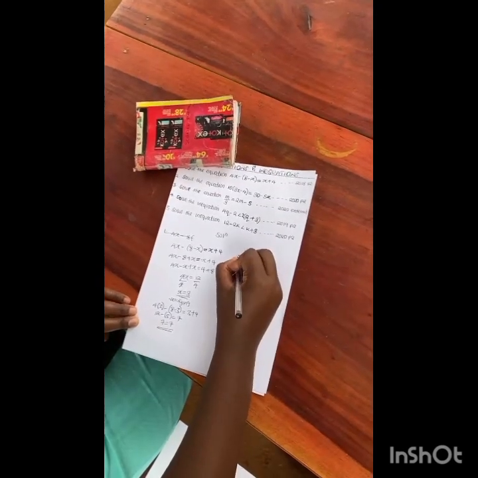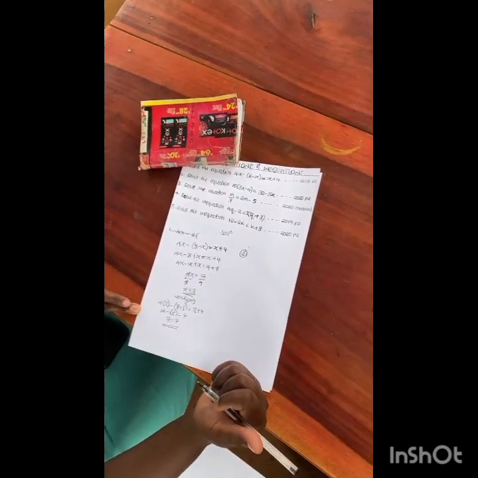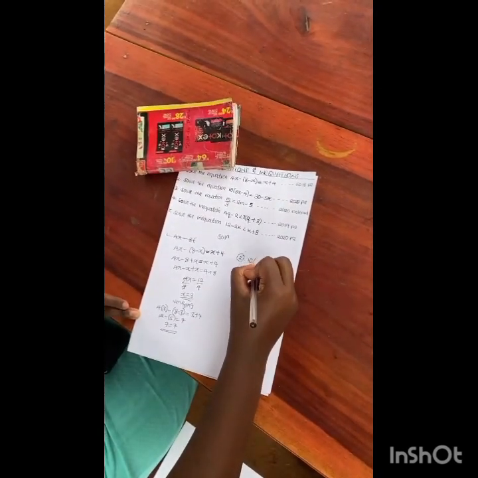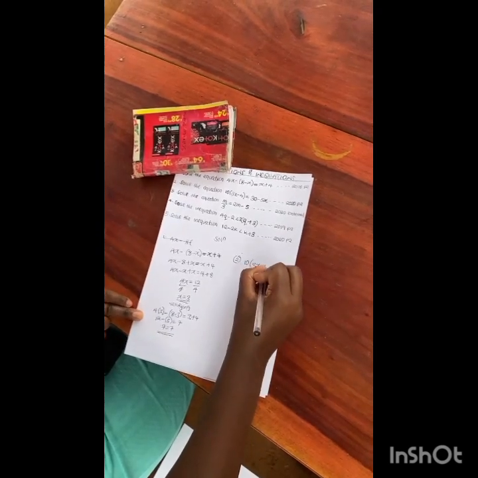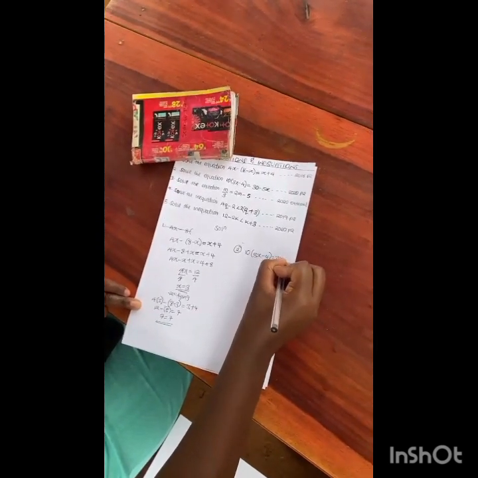Then let's go to question number 2. Question number 2 is: solve the equation 10 open brackets 3x minus 4 is equal to 30 minus 5x.